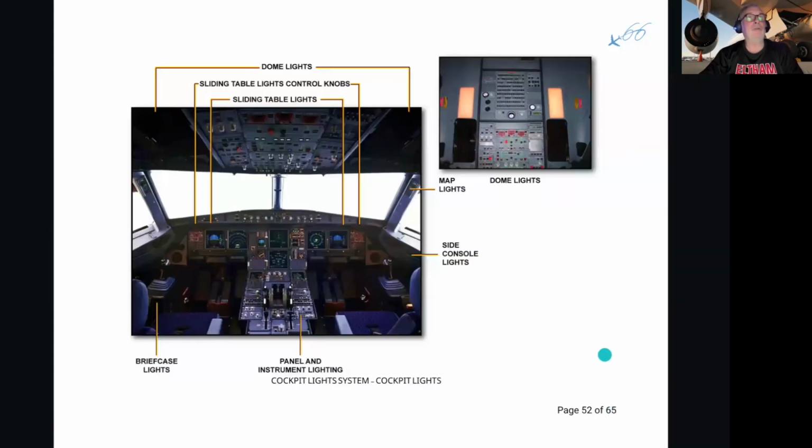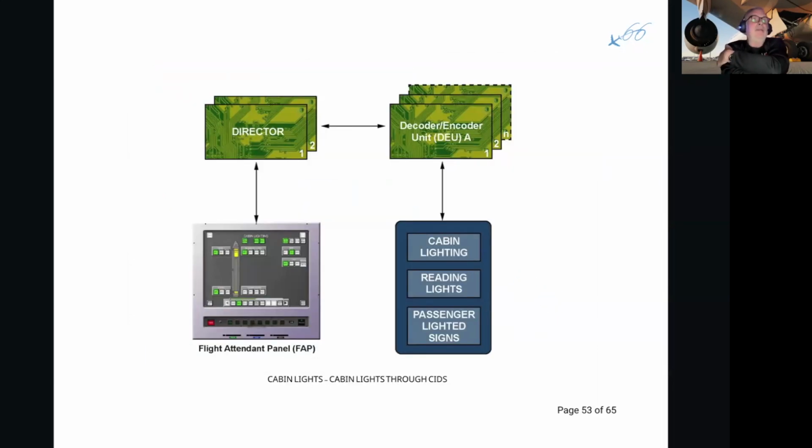Okay, so we basically talked about all this. We talked about map lights, side console lights, the panel and instrument lighting, there's briefcase lighting, sliding table lights, dome lights, all for different occasions. So the cabin lights go via the SIDS directors. Remember those SIDS directors which are responsible for all the lighting in the cabin?